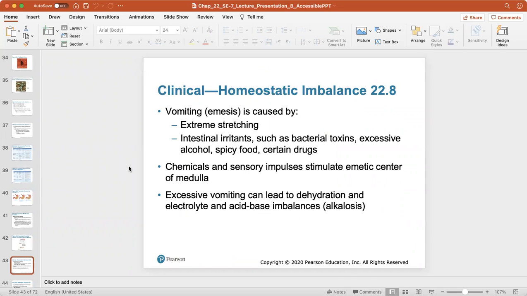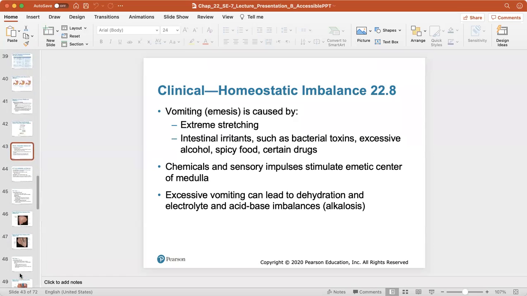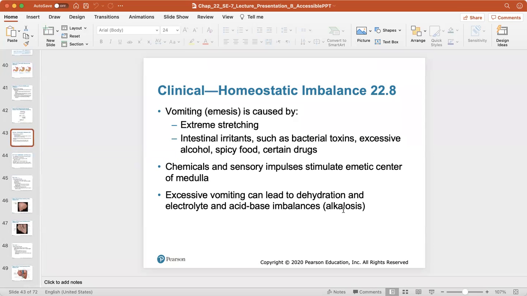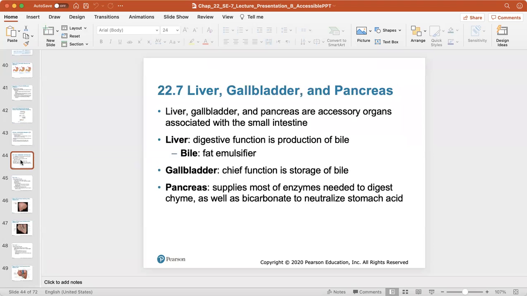Vomiting, also called emesis, is caused by extreme stretching of the stomach. It can also be caused by any sort of irritant, like a bacteria, excessive alcohol, spicy food, or certain drugs. Chemicals and sensory impulses can stimulate the emetic or vomiting center in the brain, and excessive vomiting can lead to dehydration or electrolyte and acid-base imbalances, such as alkalosis, which is a more basic imbalance.